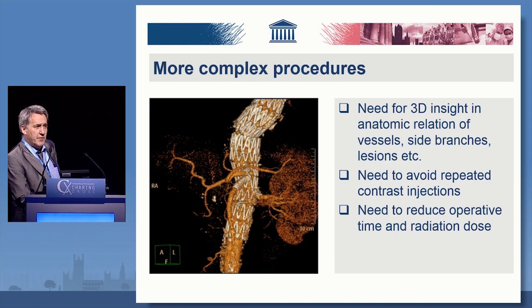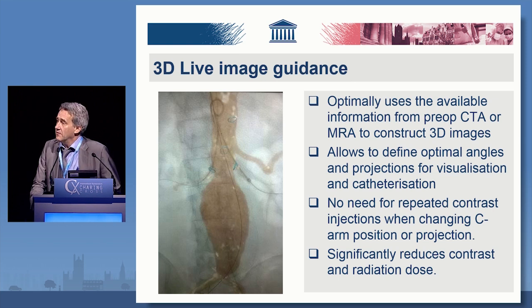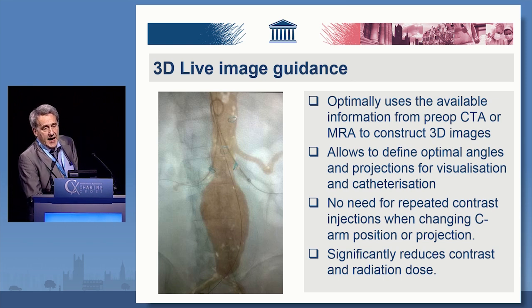Contrast and radiation are 2 important caveats in endovascular therapy, and we really have to find ways to avoid repeated contrast injections that are not necessary for the intervention itself. We also need to reduce operative time and operation dose. Fusion techniques can be of an advantage there. These fusion techniques with image guidance optimally use the available information from the preoperative CT or MR images to construct 3D images of the vascular tree, which will then be used as a kind of roadmap for the actual intervention.